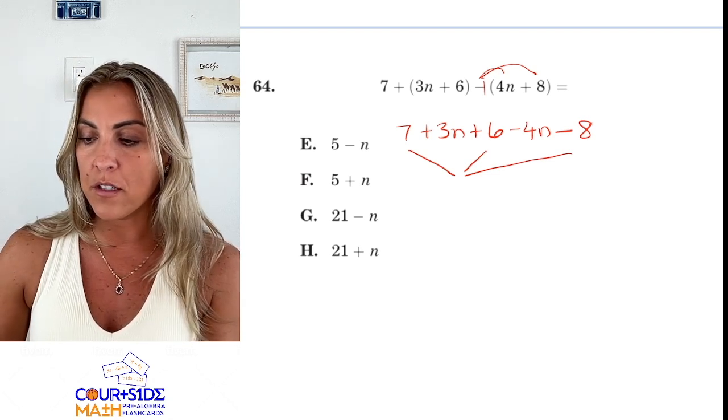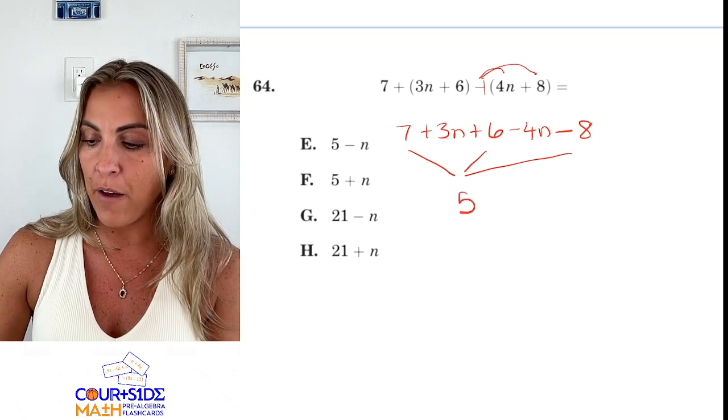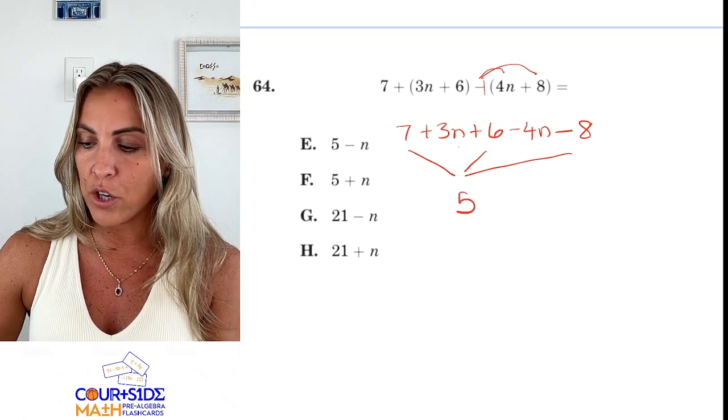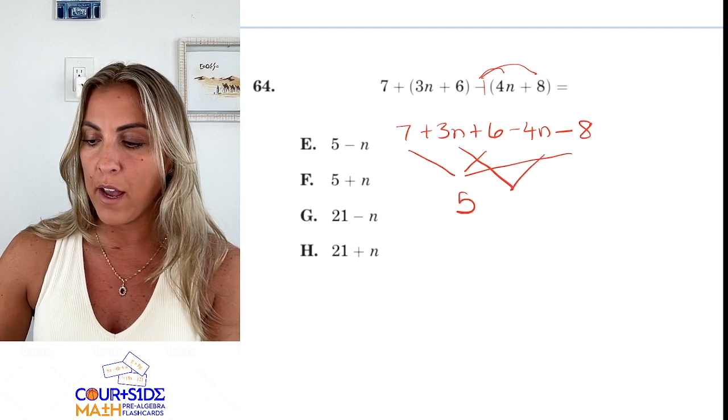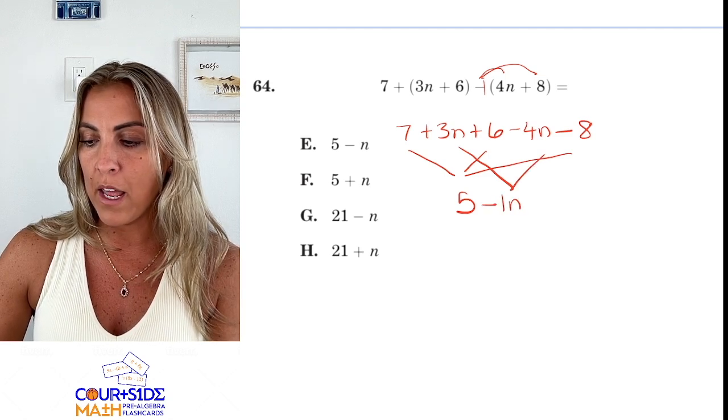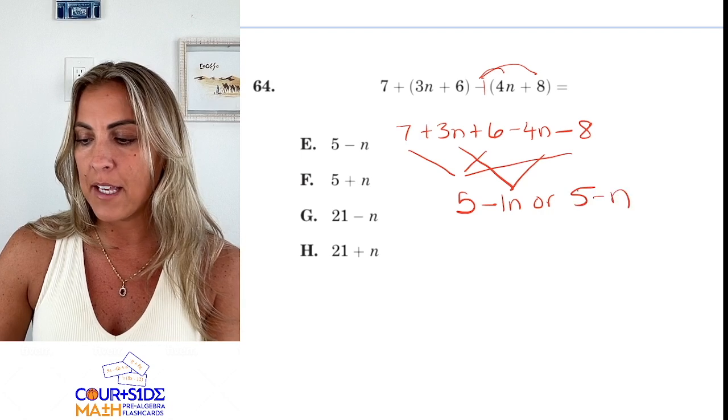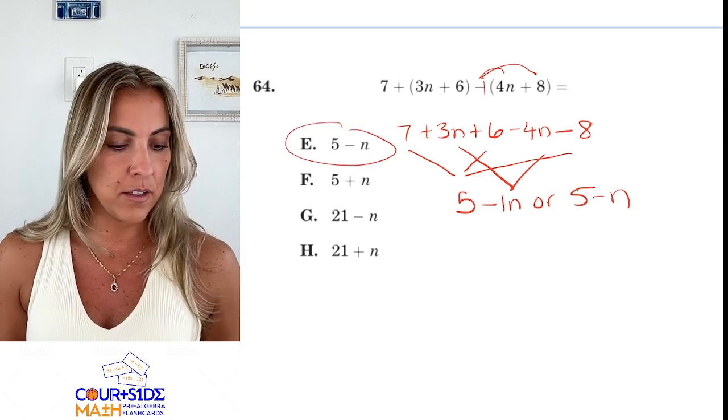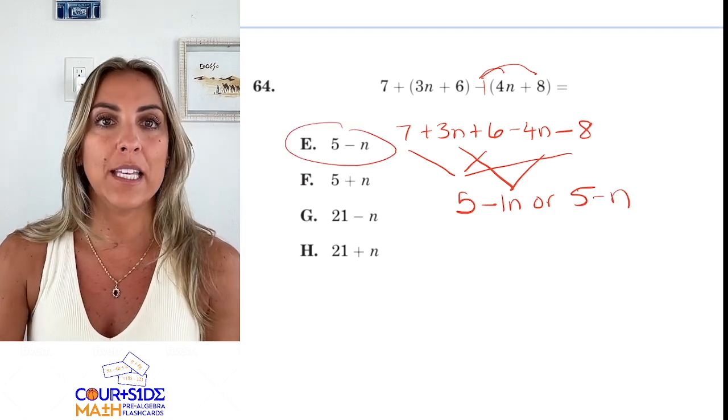So I have 7 plus 6 is 13. 13 minus 8 is 5. And then I have these two like terms, 3n minus 4n, which is minus 1n, or just 5 minus n. And I can see that that looks just like answer choice E.